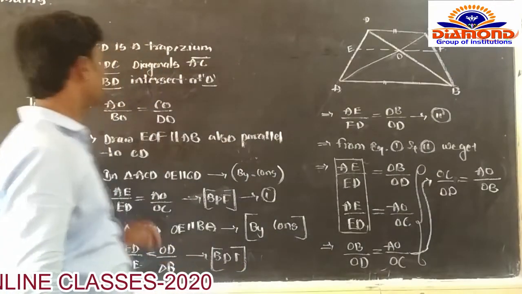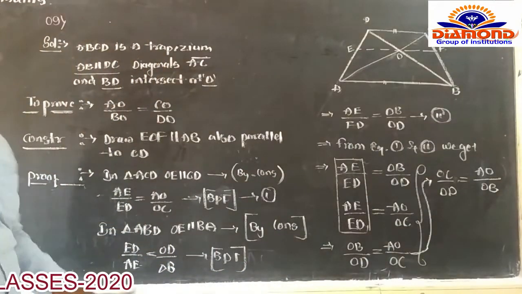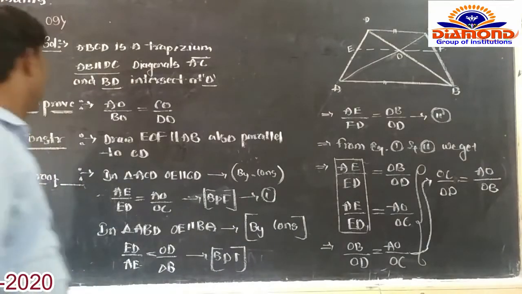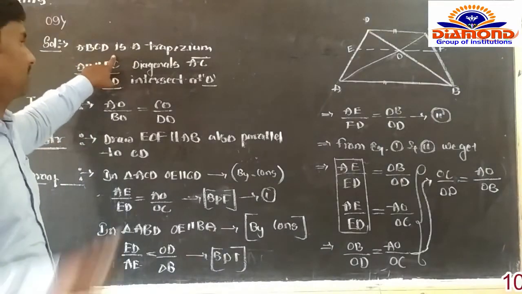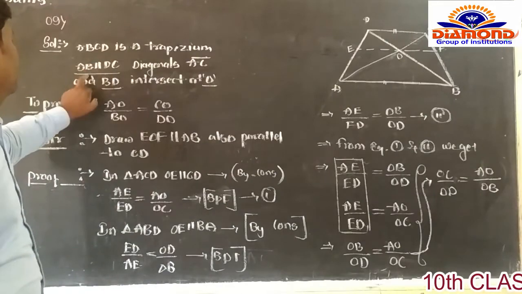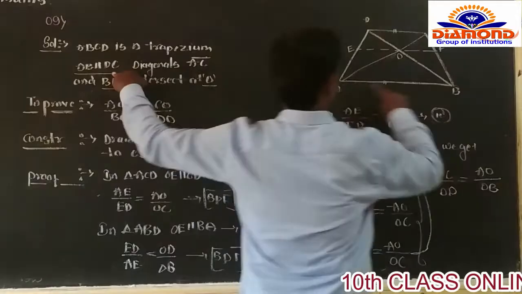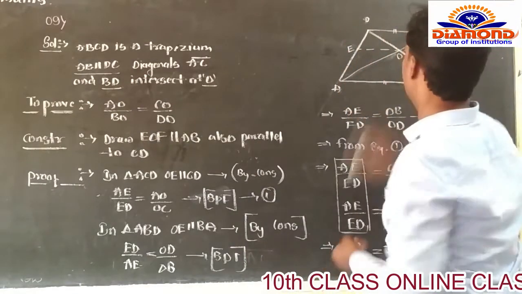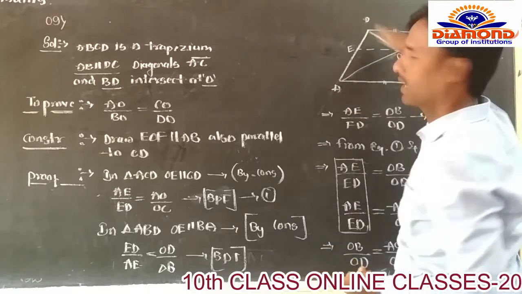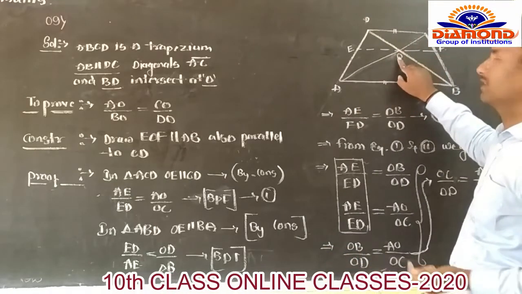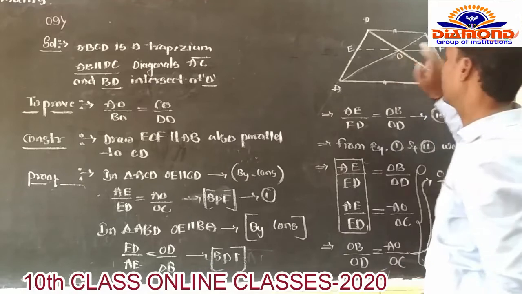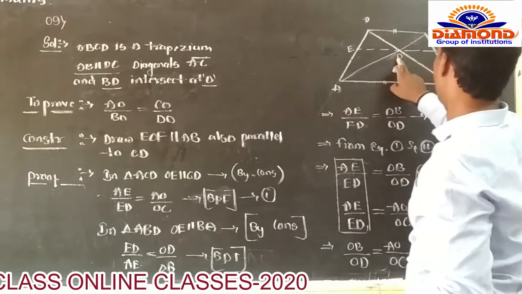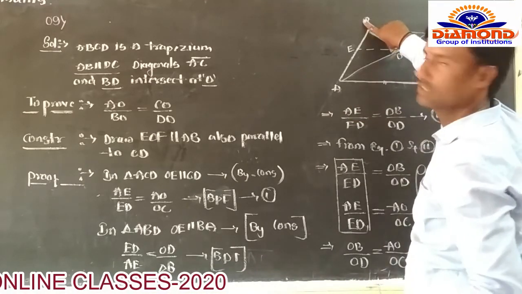Yes, dear students. One more time I want to explain this question. What is given: ABCD is a trapezium. AB and DC are the parallel lines, and AC and BD are the diagonals. Both intersect at the point O. Then we should prove that AO by OB is equal to OC by OD.